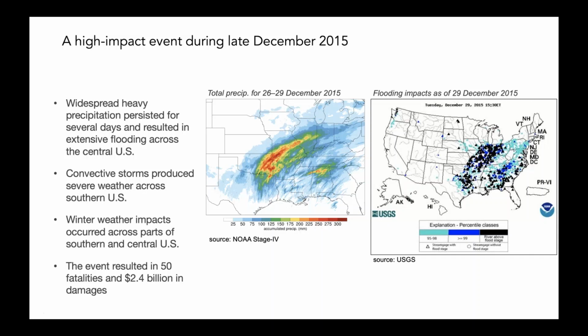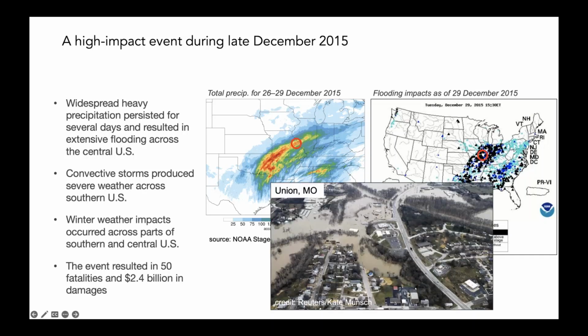So a very impactful event, as there were significant impacts in the St. Louis, Missouri metropolitan area. Here's an aerial photograph from Union, Missouri, outside of St. Louis, highlighting the flooding that occurred there.